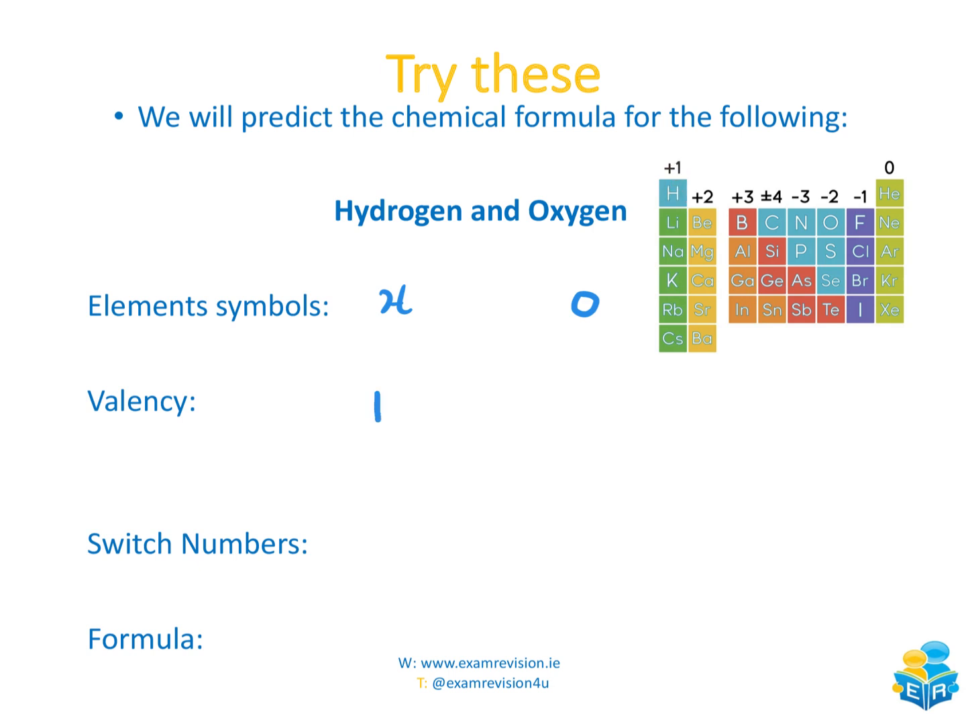Oxygen over here is 2. Let's switch the numbers. So the 2 goes over here, the 1 goes over here. That means we have 2 hydrogens and we have 1 oxygen. You don't have to write the 1, you can actually just leave that as just the O, okay? So H2O, when you combine hydrogen and oxygen, that's what we end up with.